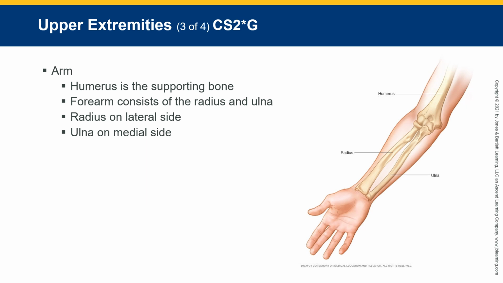The arm starts at the humerus at the top, which is the supporting bone. The forearm has the radius and the ulna. The radius is on the lateral side, or the thumb side of the hand, and the ulna is on the medial side, or the pinky side. Remember this when you're thinking about the radial pulse: it is on the radius, which is on the thumb side.